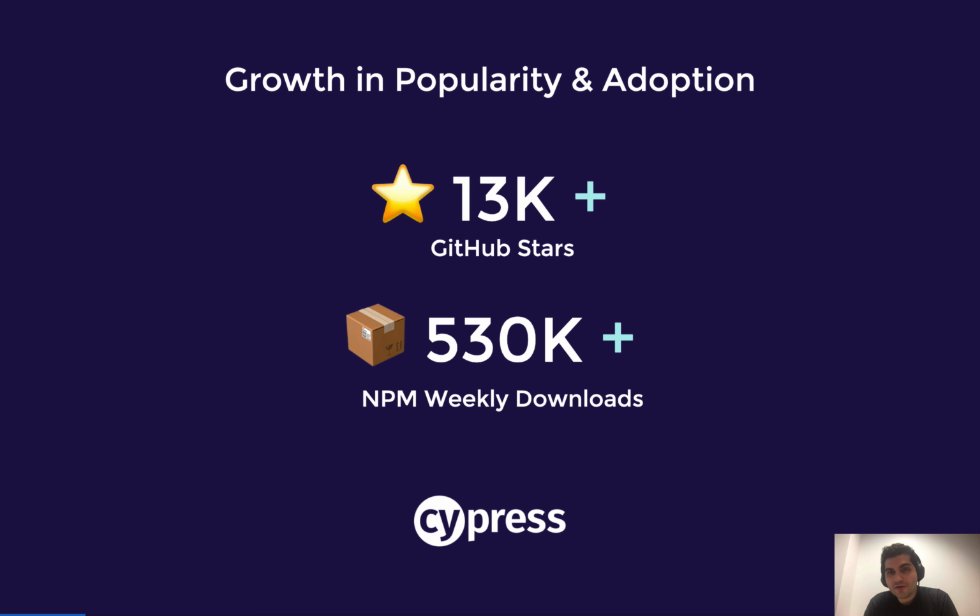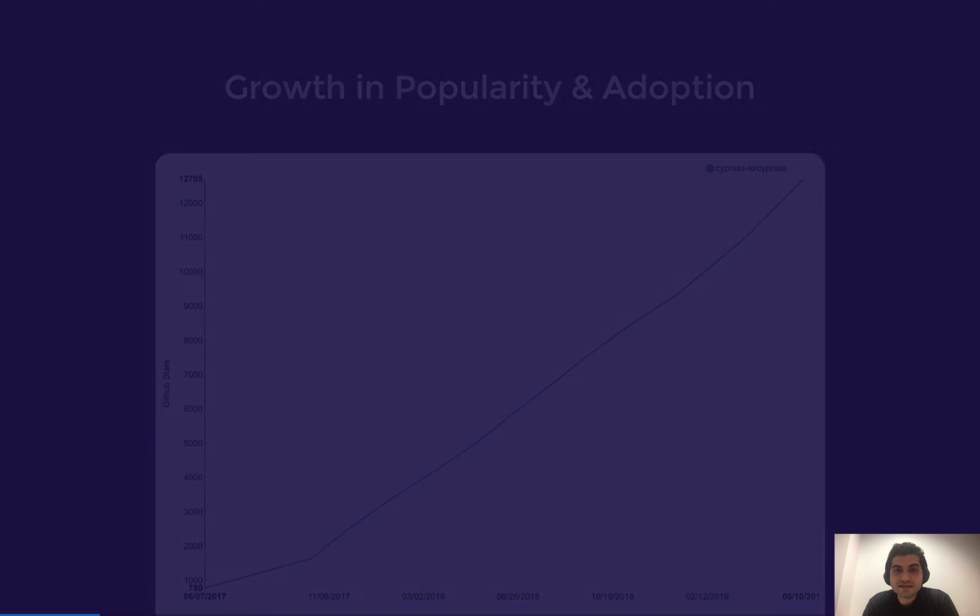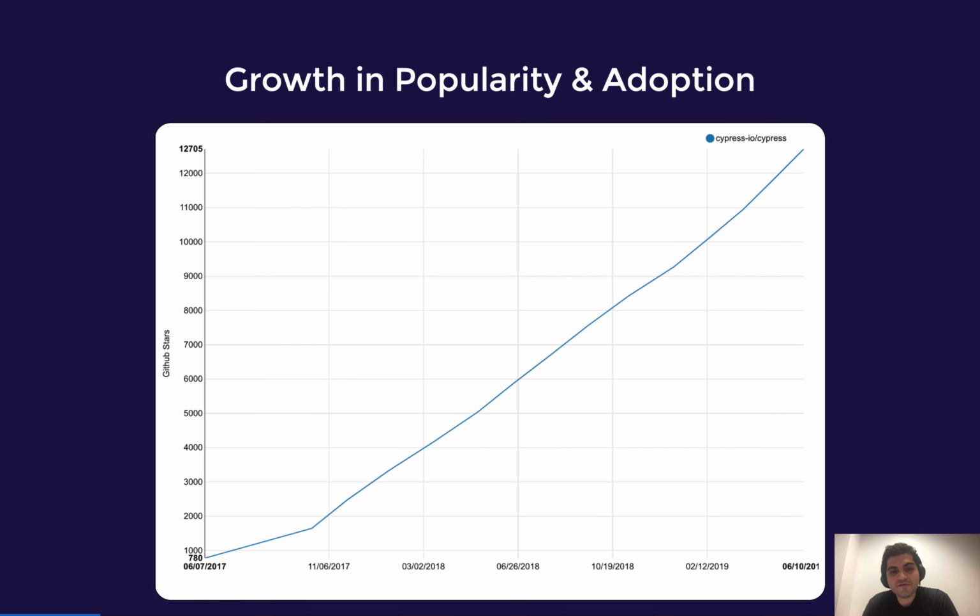Well, Cypress has been growing in popularity fairly rapidly. Currently, the Cypress repository has over 13,000 stars on GitHub and is also being downloaded over 530,000 times on a weekly basis from NPM. And as I said, this growth has been fairly rapid. Last year, we came out of beta and we've been seeing hockey-style growth. This is actually a graph of how the GitHub stars have been progressing.